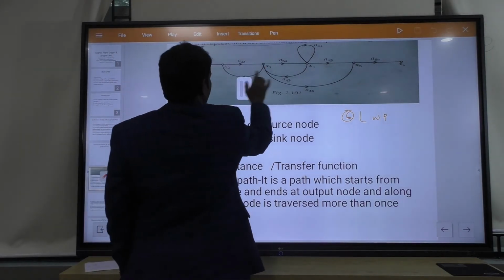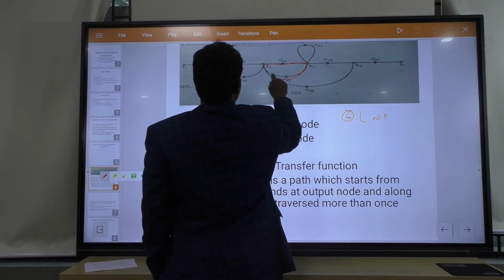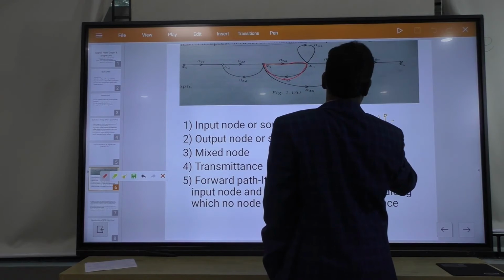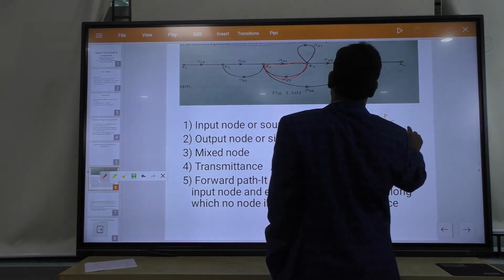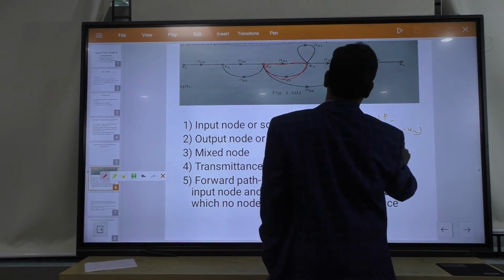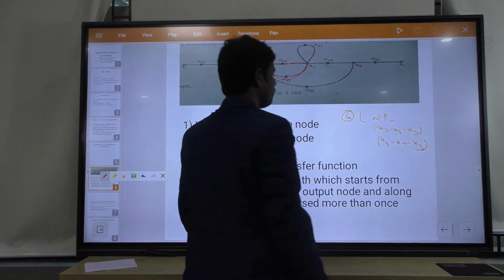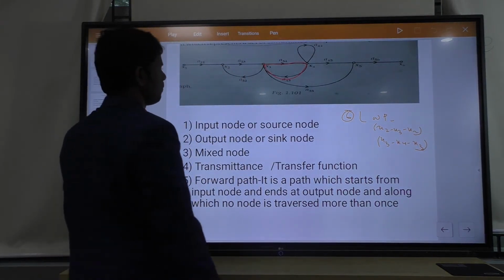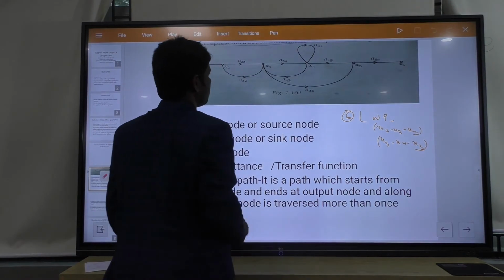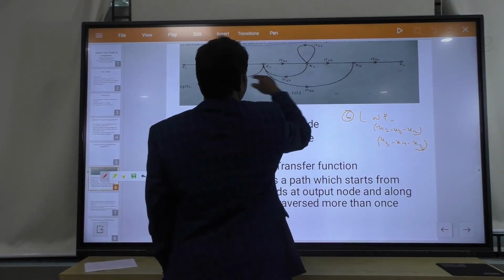Our loops: this is also a loop here, x3, x4, x2. So what are the loops? The first loop is x2, x3, x2. Then x3, x4, x3 is also a loop. This is a loop here. But x3, x4, x5 is not a loop. This is not a loop.